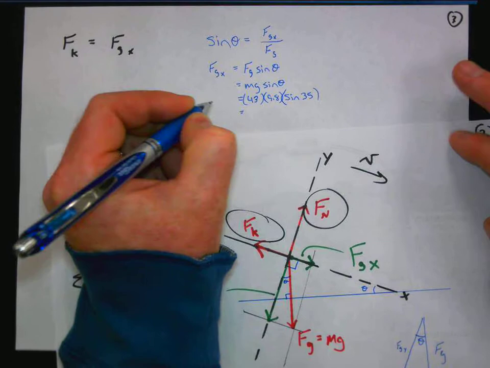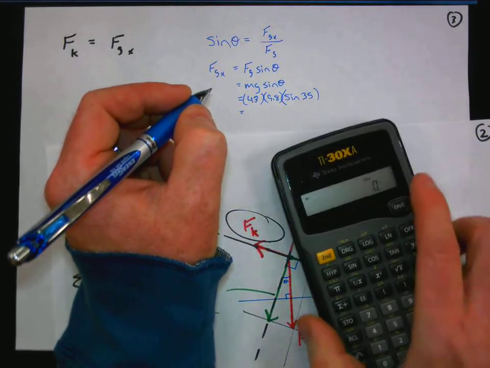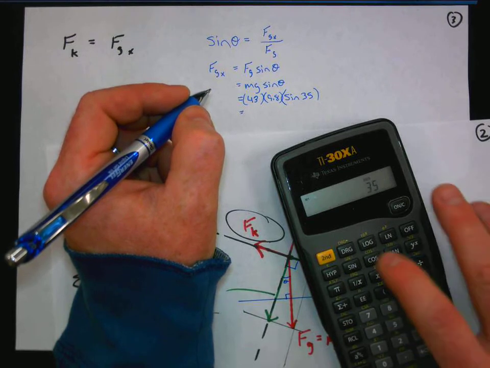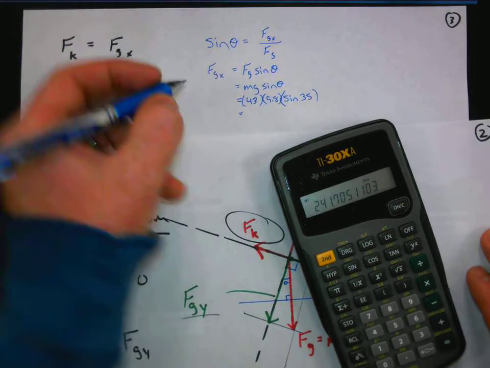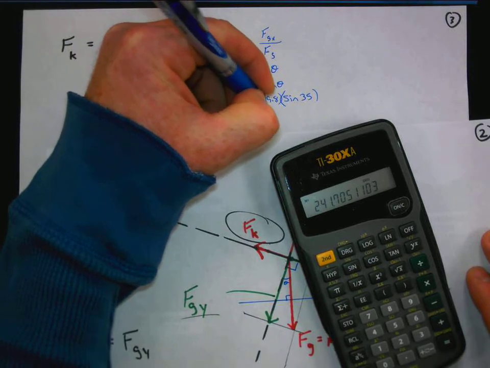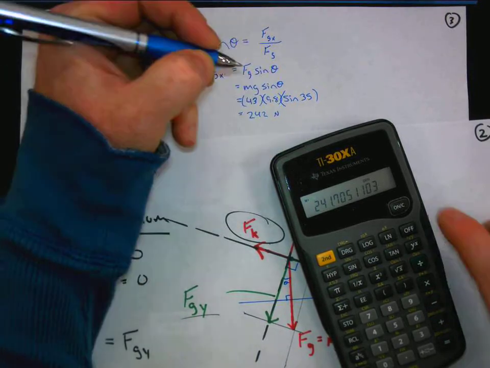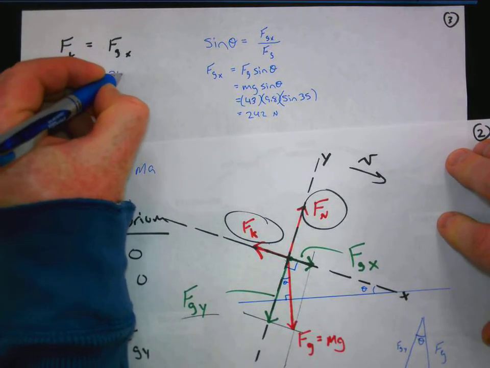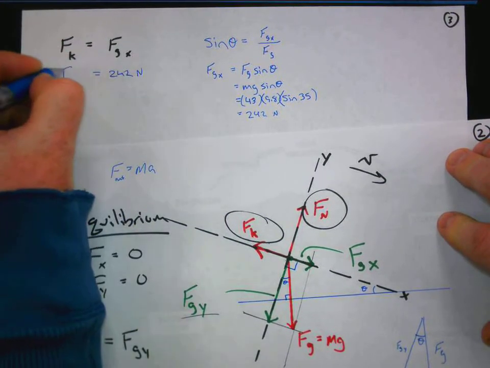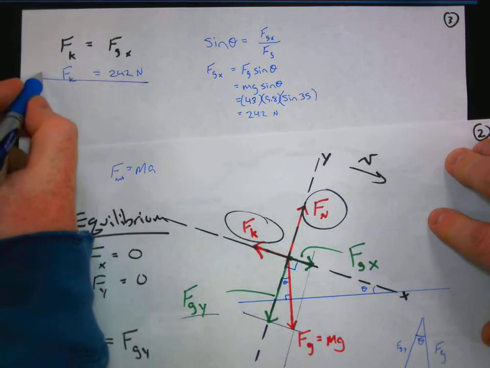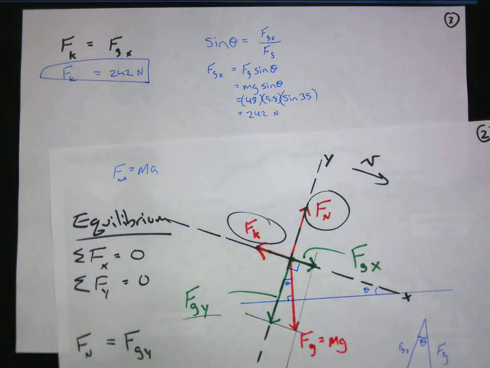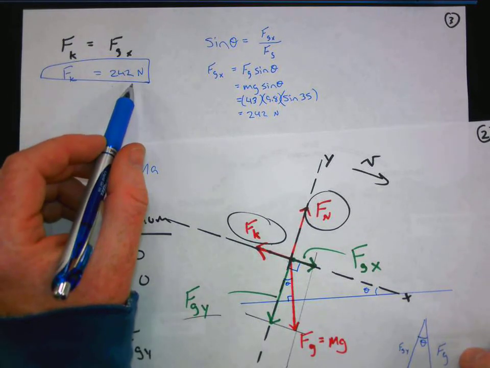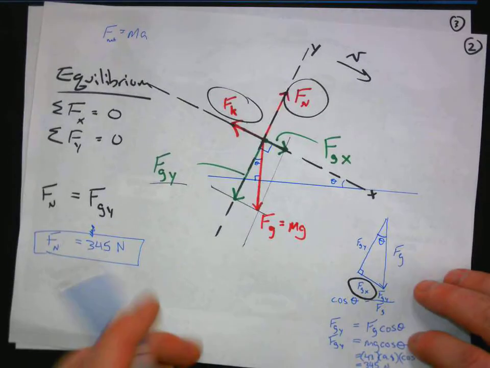Okay, so when I multiply, handy dandy calculator, rounding off, 242 newtons. And so I have the answer. Got the box a little sloppy, sorry. So that is the amount of friction, 242 newtons, acting on Fernando as he slides down. And it's acting to oppose his motion.